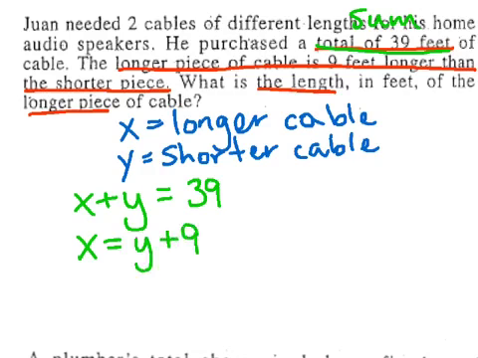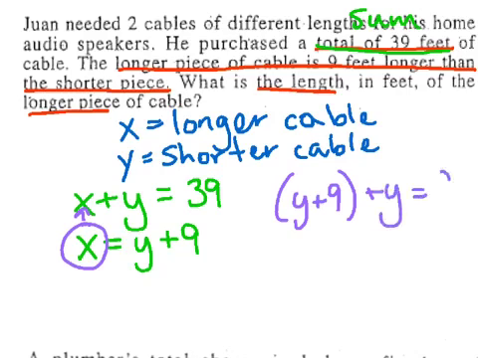Okay, now if we want to solve this, we're going to go ahead and solve the system of equations. Now it makes more sense to use substitution here because we know what x is. So I'm going to go ahead and substitute that in for x. So I'm going to have y plus 9 plus y equals 39, and that comes from that equation, with this x. And then I'm going to solve.